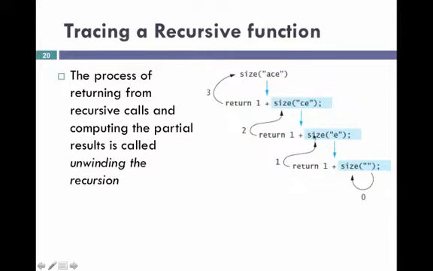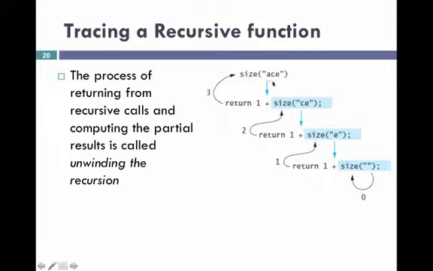And if the size of E is 1, we'll return 1 plus 1, which is a 2. So 2 will be the result of calling size on the string CE. 1 plus 2 is 3, so we'll finally have the result of our initial call of this string ACE will be 3.